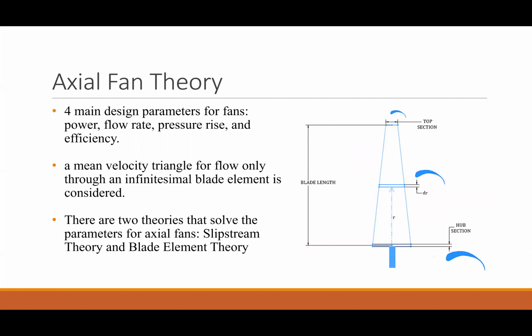The four main design parameters for fans are power, flow rate, pressure rise, and efficiency. The calculation for these is done by considering a mean velocity triangle for flow only through an infinitesimal blade element. The blade is divided into many small elements, and various parameters are determined separately for each element. There are two theories that solve the parameters for axial fans: slipstream theory and blade element theory.